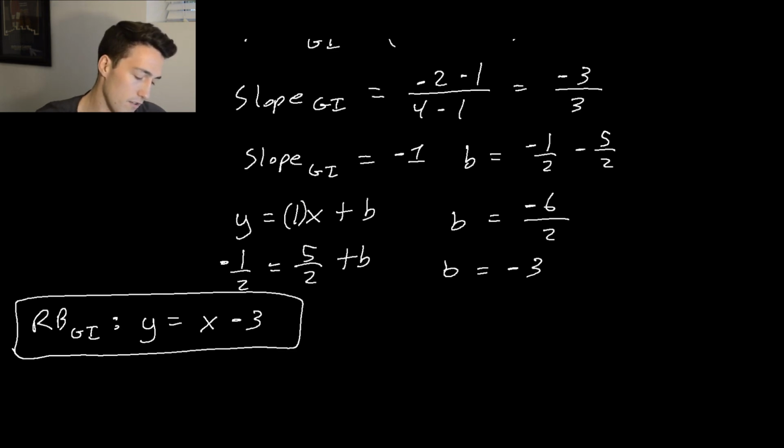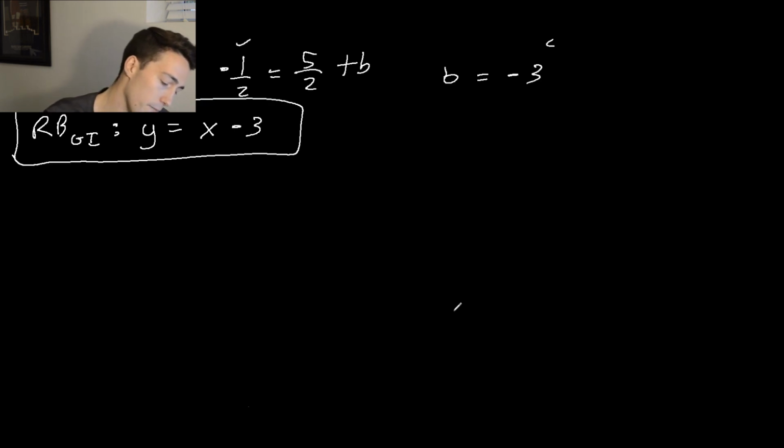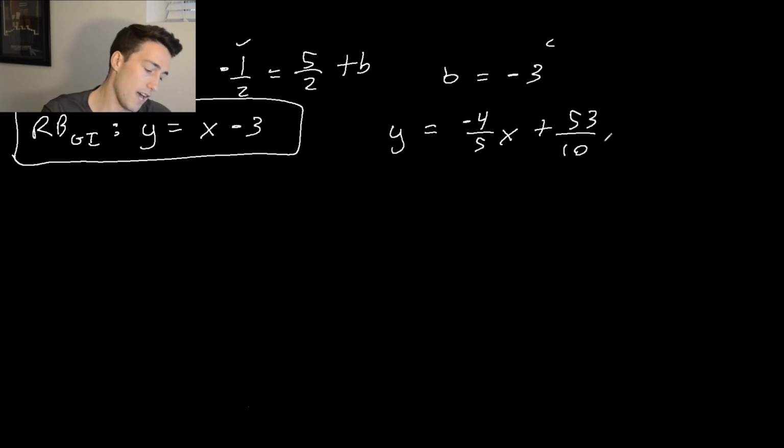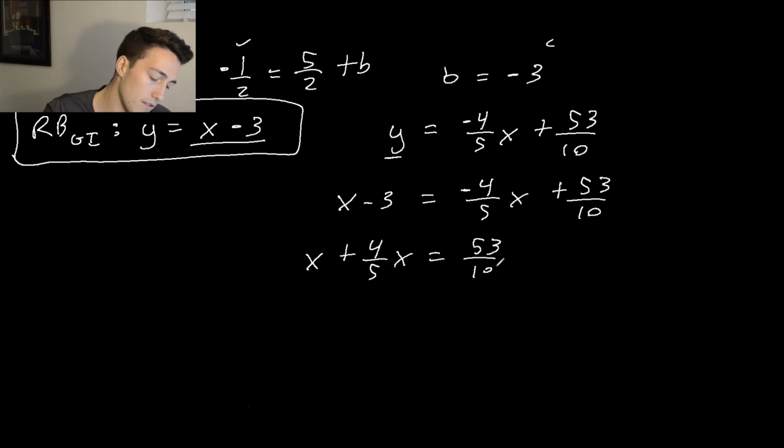So we have this x minus 3, and I'm going to use y is equal to negative 4 over 5x plus 53 over 10. I'm now going to set this x minus 3 equal to this y value. So I'm going to say x minus 3 is equal to negative 4 over 5x plus 53 over 10. So if we bring all the x's to one side and the constants to the other side, we'll have x plus 4 over 5x is equal to 53 over 10 plus 3.